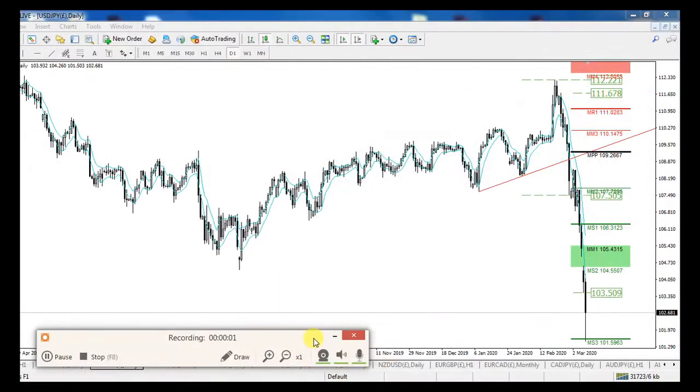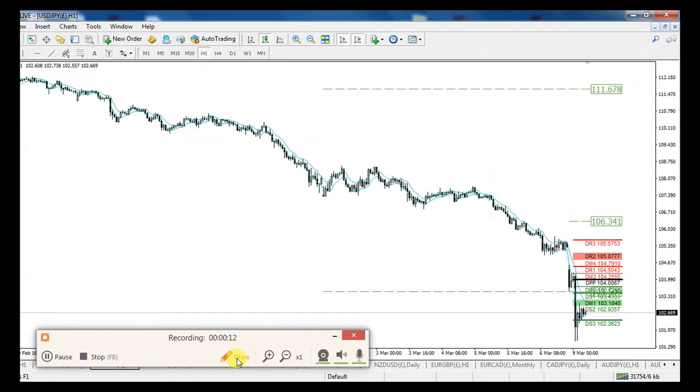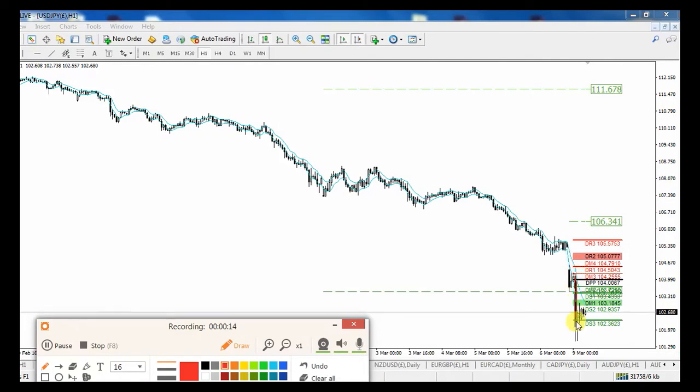We are starting off with the US dollar against Japanese yen. This is a daily chart, and we can see that this currency gapped about 100 pips, and then at 1 a.m. UK time, it has this aggressive move towards downside. In that 1 hour, it pretty much covered almost 300 pips.